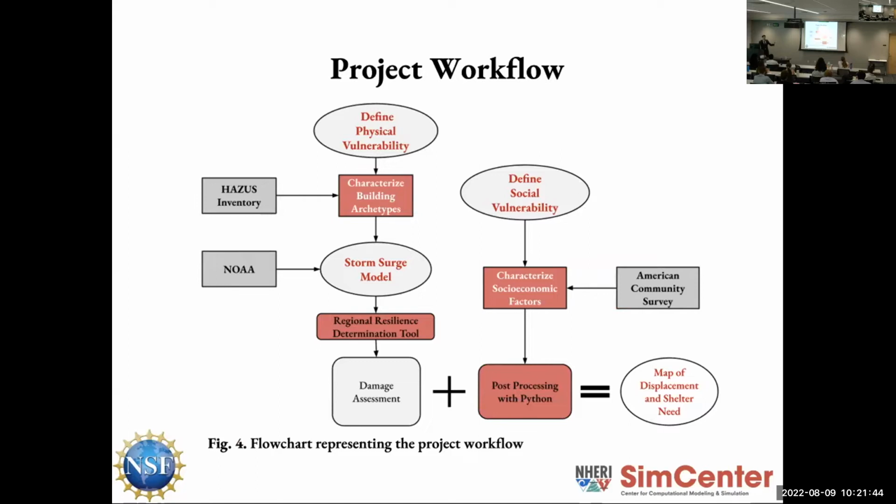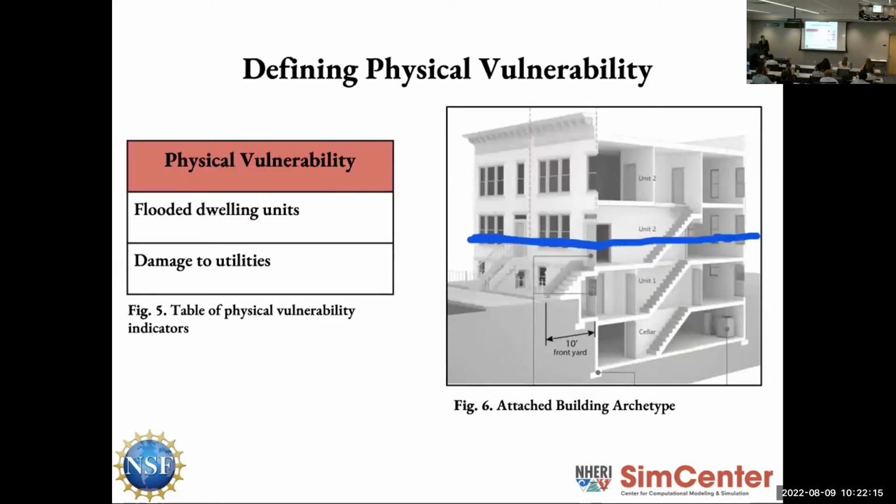This is kind of a lot. The main thing you want to focus on is defining the physical vulnerabilities in connection to storm surges, which is what we looked at. So there's a lot going on with hurricanes, but we only decided to look at storm surges for Brooklyn, New York. And then also defining social vulnerability, which was put in later after the damage assessment using a software called the Regional Resilience Determination Tool, or R2D tool. I know, that's a great name.